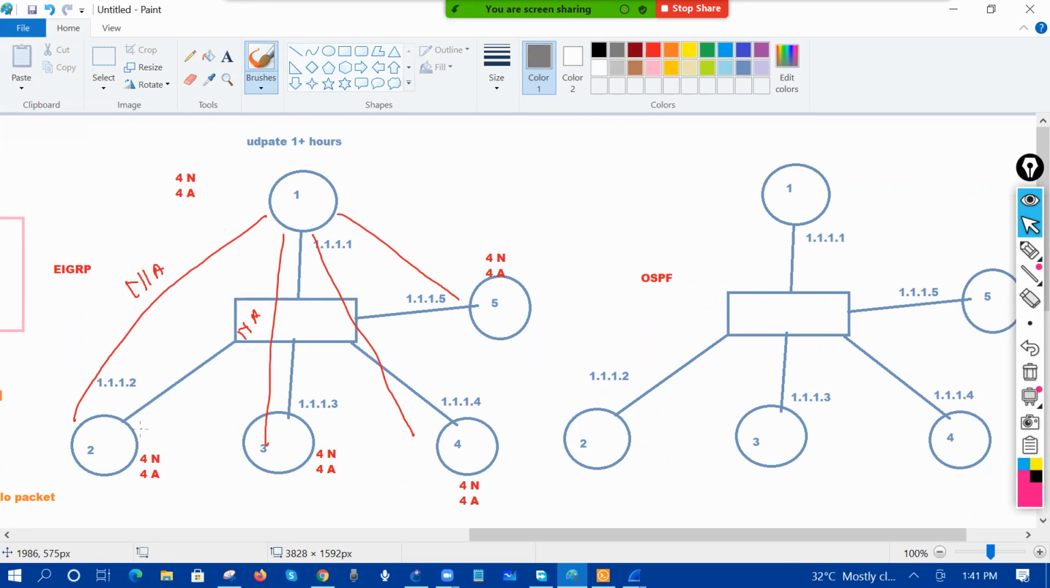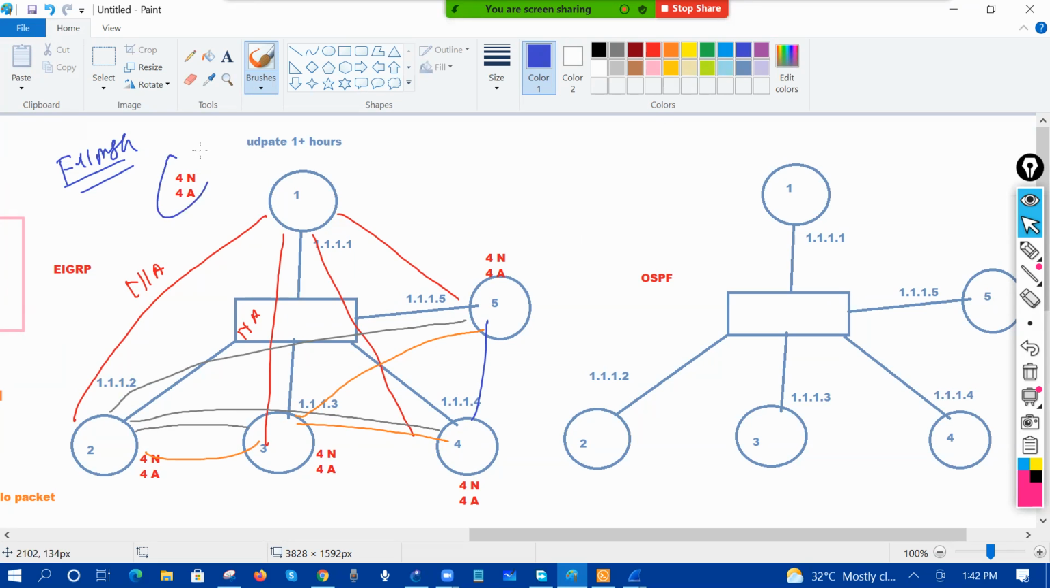Same thing, R2 will form the neighborship and adjacency with this guy and this guy as well. Same thing, R3 will now form the neighborship with this guy, this guy, this guy. Same thing, R4 will form the neighborship with this guy. So R4 already has a neighborship with R3, no need to form. You can see that it's like a full mesh. Every router is forming the neighborship with every router, and adjacency as well. Both things, every router has 4 neighborships.